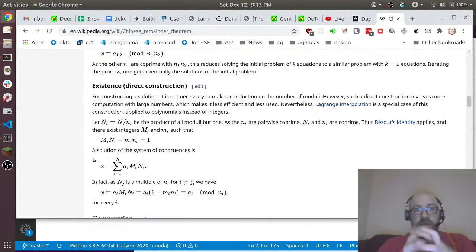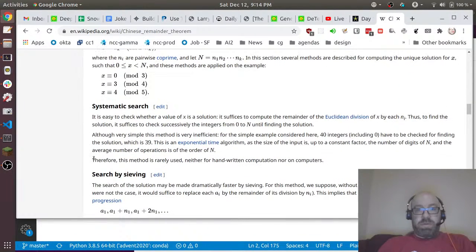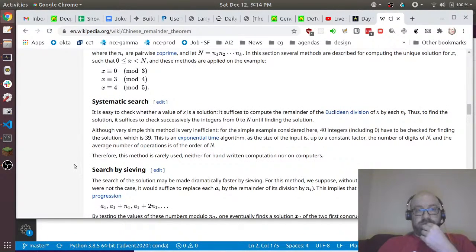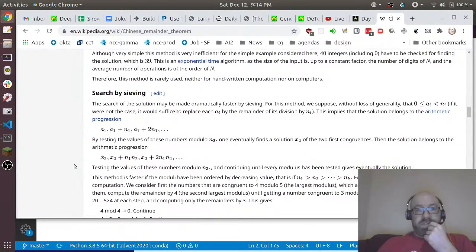Existence, direct construction. For constructing solutions, let N be the product of all moduli, as the n_i are pairwise coprime. It is easy to check whether a solution, or search by sieving.